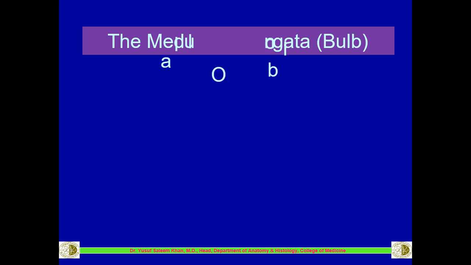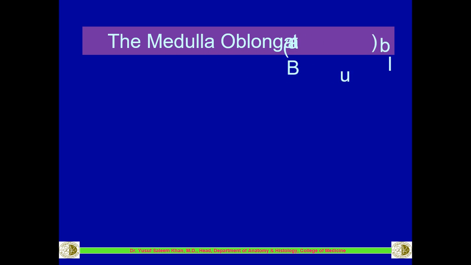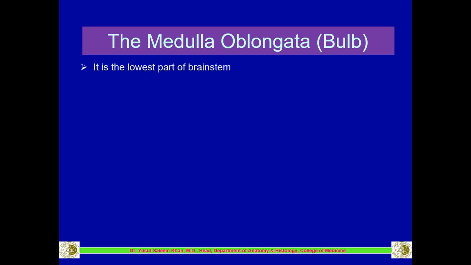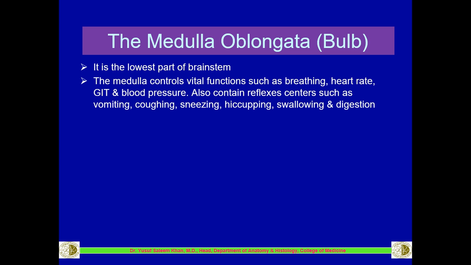The medulla oblongata is also called the bulb. So whenever we explain clinical conditions like bulbar paralysis, it means there is some abnormality within the medulla oblongata. So the other name for medulla oblongata is the bulb. As you have seen in the picture before, it is the lowermost part of the brainstem.